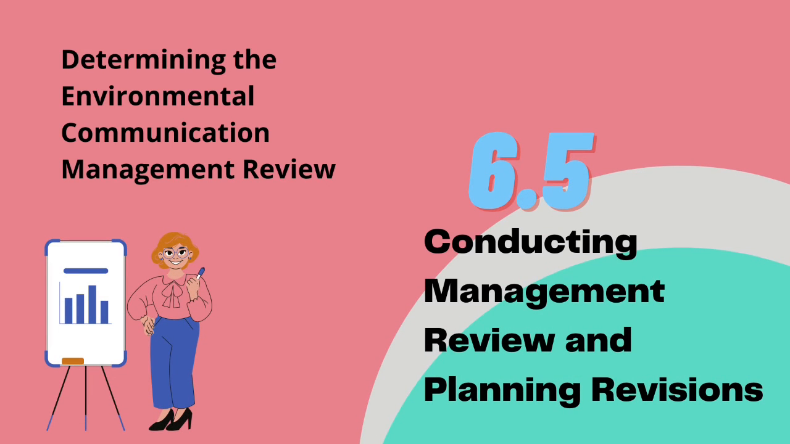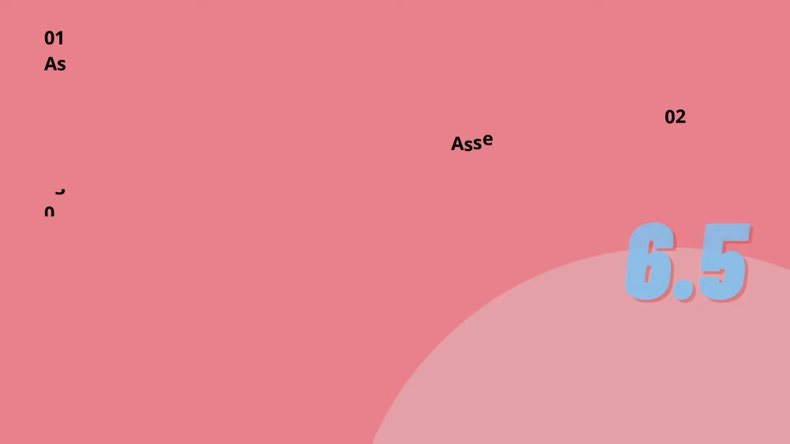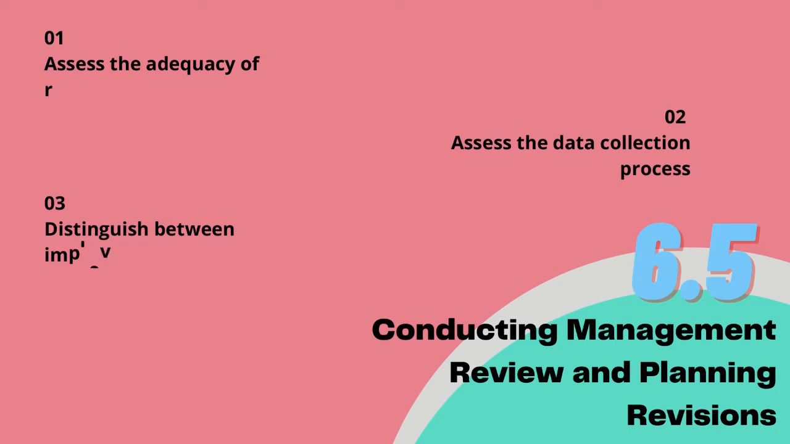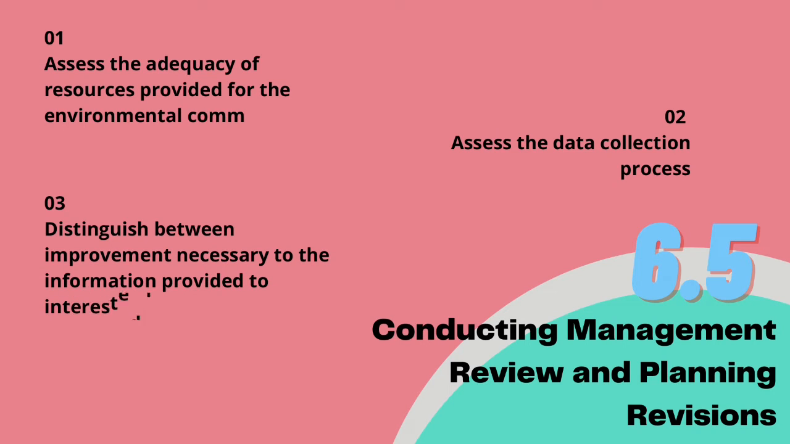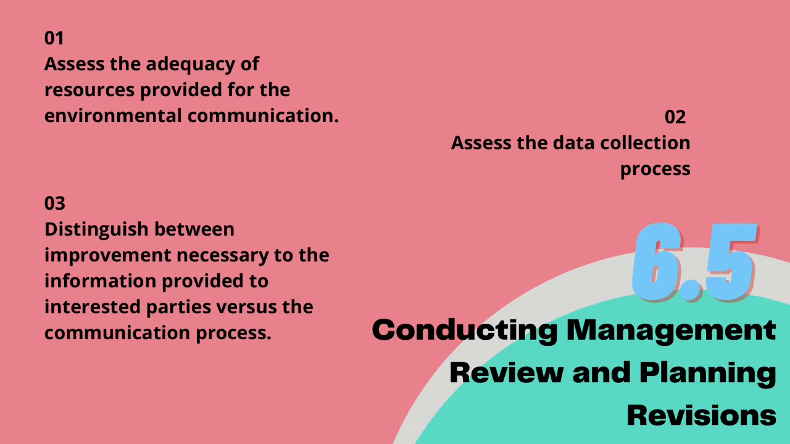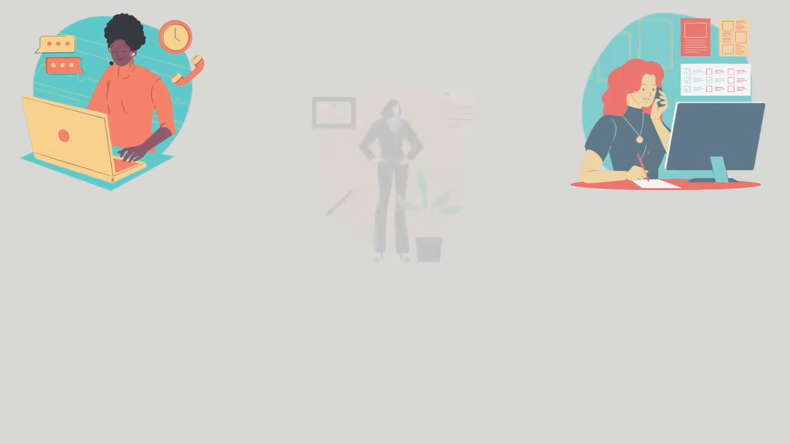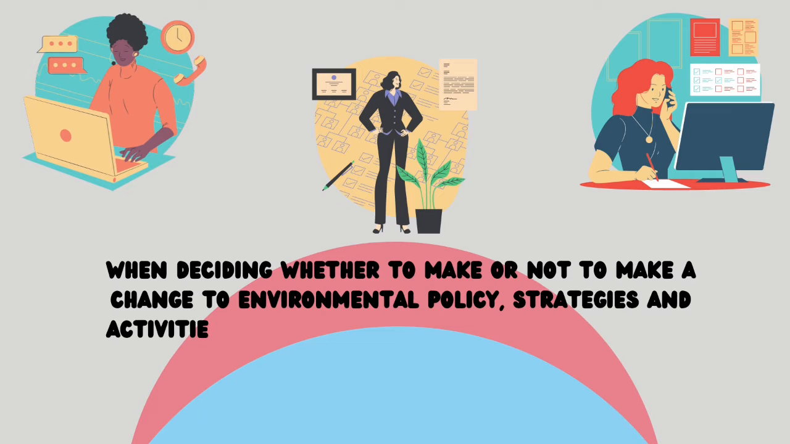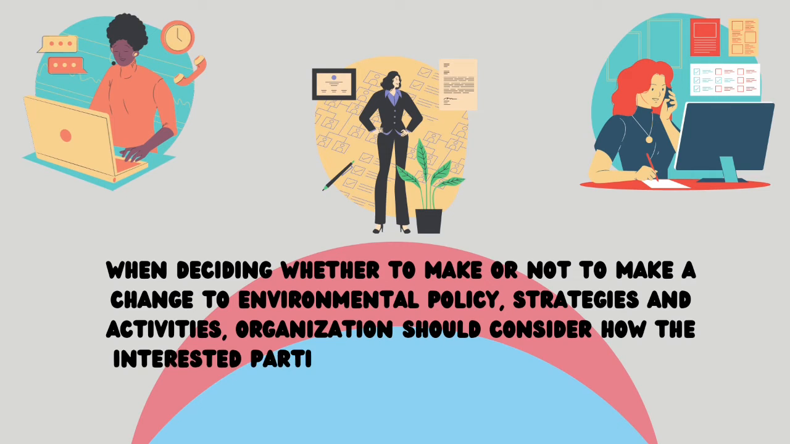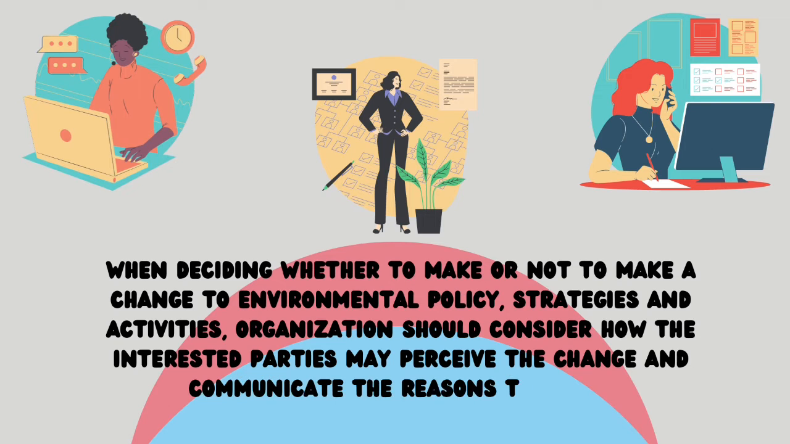Next is about determining the environmental communication management review. There are about 3 main steps in determining the environmental communication management review. The first is to assess the adequacy of resources provided for environmental communications. The second is through assessing the data collection process. Third, distinguish between improvement necessary to the information provided to interested parties versus the communication process. In sum, when deciding whether to make or not to make a change to environmental policy, strategies, and activities, an organization should consider how the interested parties may perceive the change and communicate the reasons to them.